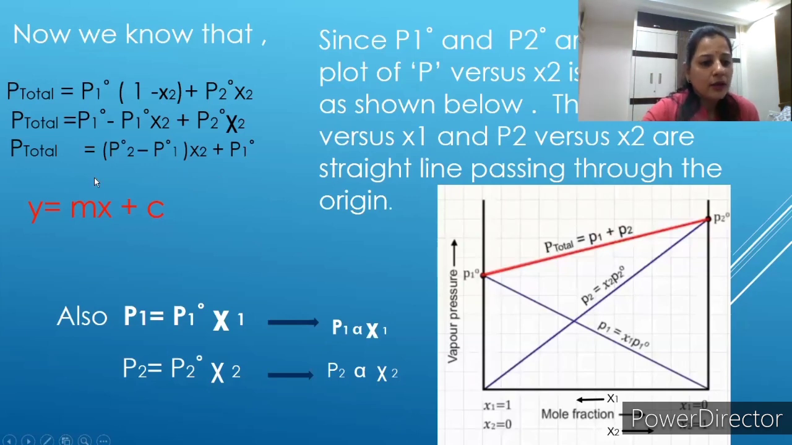Now, if we compare this equation with y is equal to mx plus c, we all know that this is an equation of a straight line. So P total is equal to (P2 naught minus P1 naught) into x2 plus P1 naught means y is equal to mx plus c. Yes, because P2 naught and P1 naught are the vapor pressures of the pure components and will remain constant. So these two are constant. Again, P1 naught is also constant. So P2 naught minus P1 naught will give us the slope.